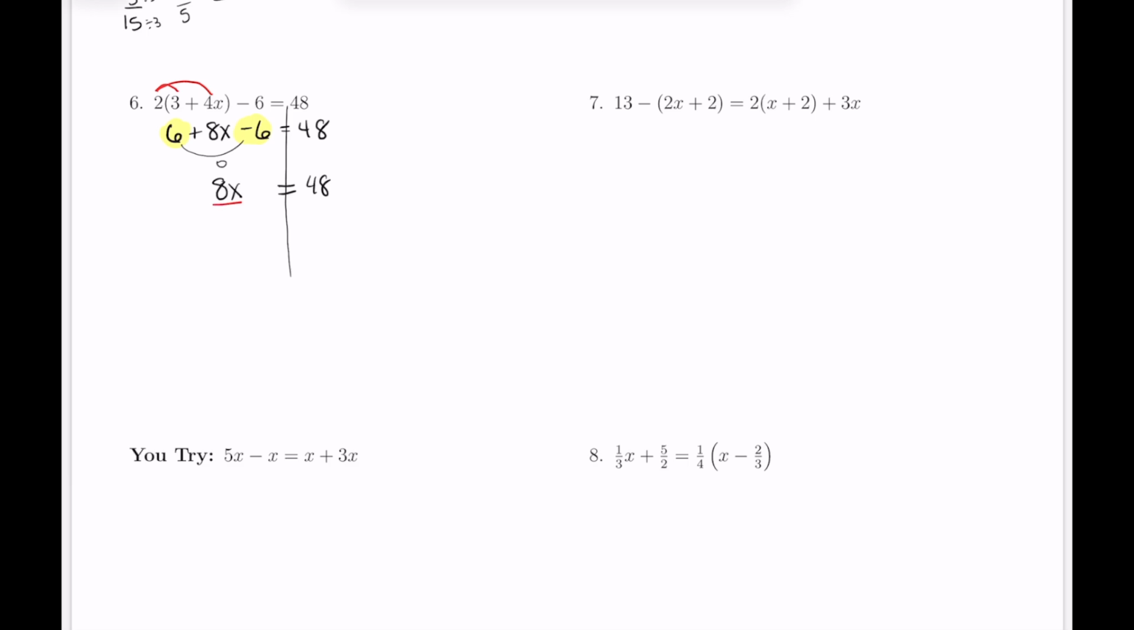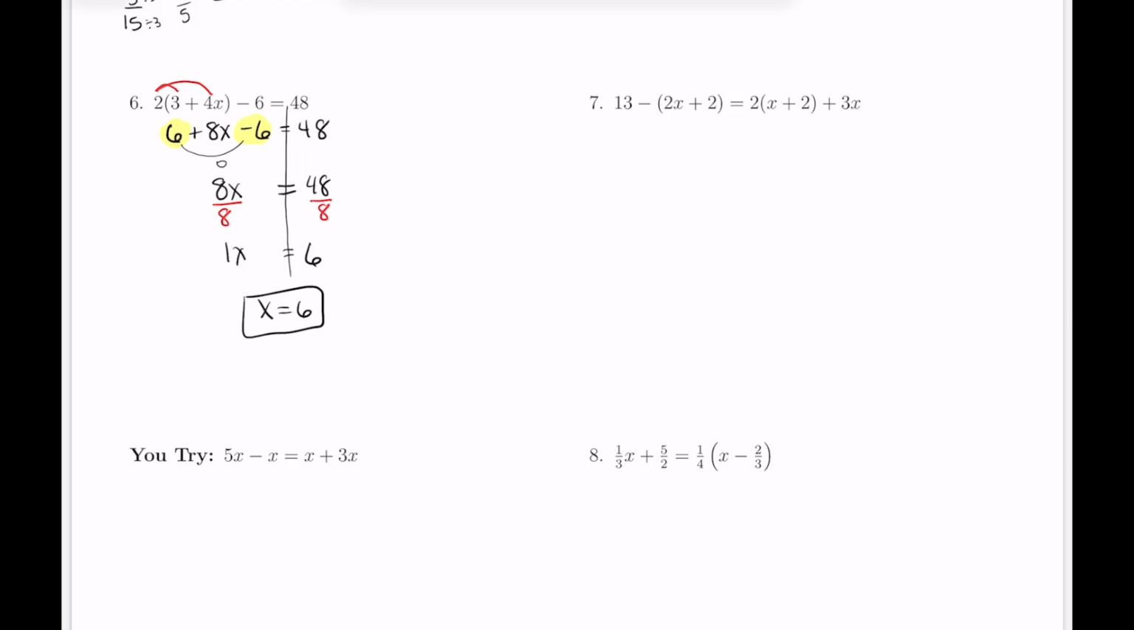My next step would be to try to divide both sides by 8, and that will get me 1x equals 6. So just x equals 6 is a good answer for this one. As with the others, you could plug it back in to make sure that it works. Should be good. On this next one here, we've got quite a bit going on.